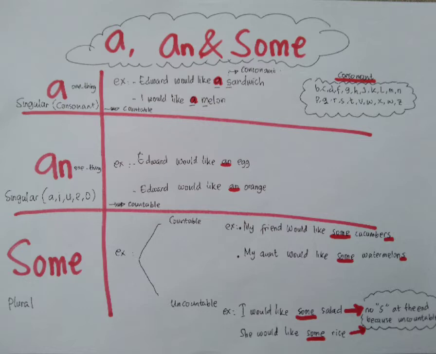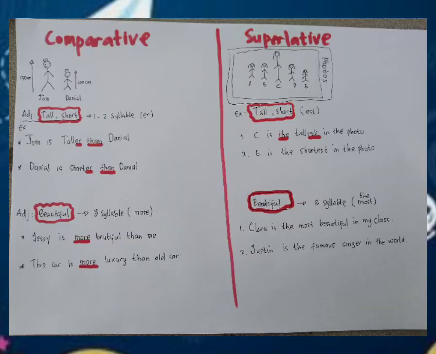Next, we continue to uncountable. For example, I would like some salad. Why? Miss Santi doesn't put S at the end because it's uncountable. We cannot count salad, and you may not put S at the end. And then, she would like some rice. There is no S at the end because it is uncountable.